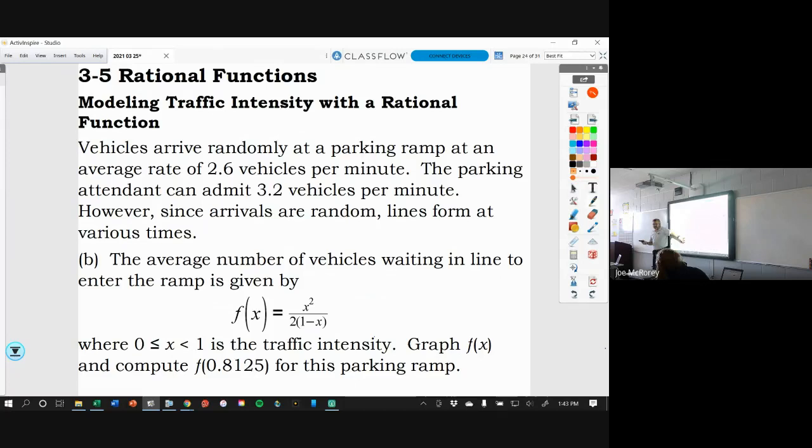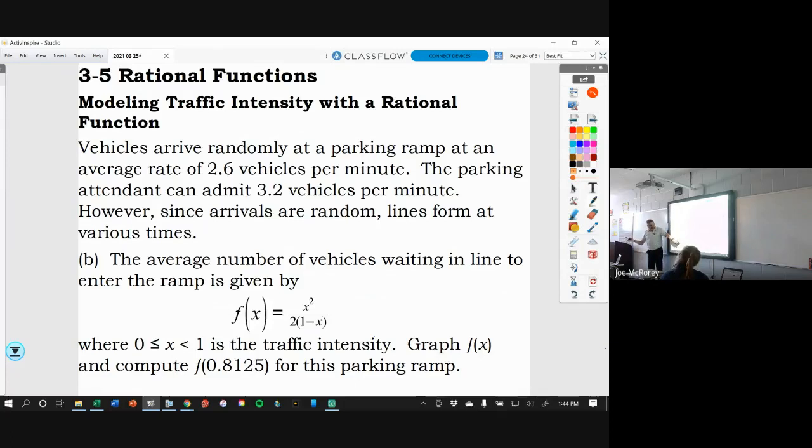The graph only exists from 0 to 1. Not including 1, does it? It can't equal 1. That's why there's no equal sign here. Can x be 0? Sure it can. 1 minus 0 is 1, so we have 2 on the bottom. Oh, it has equal. Okay.